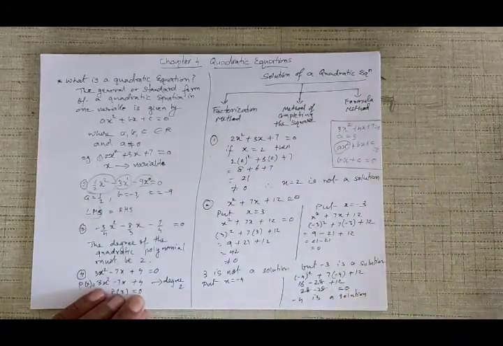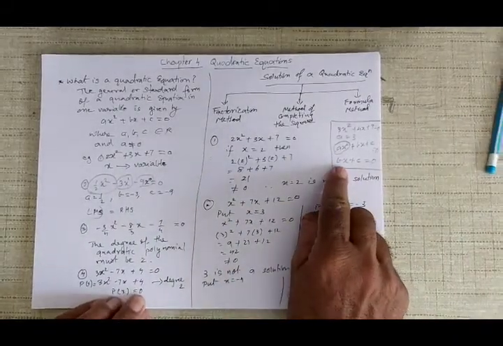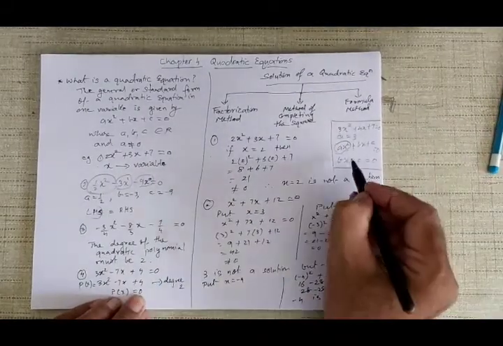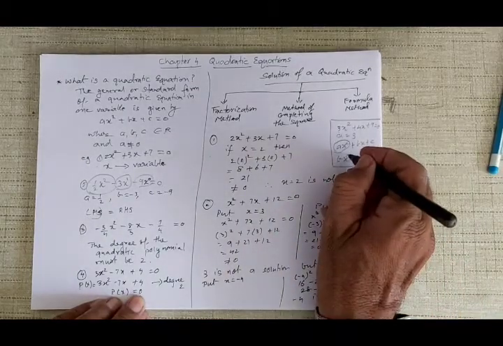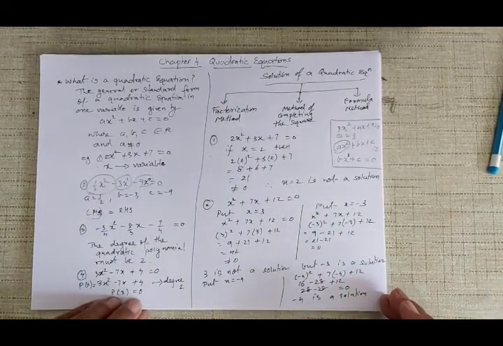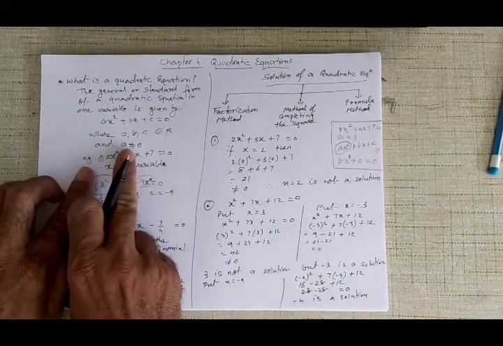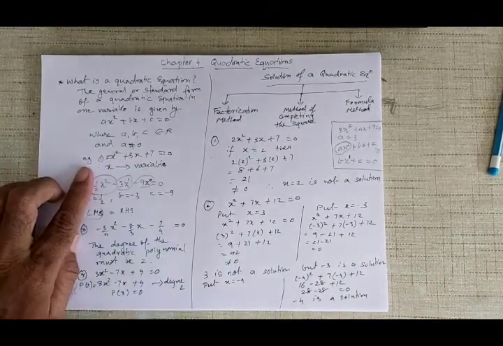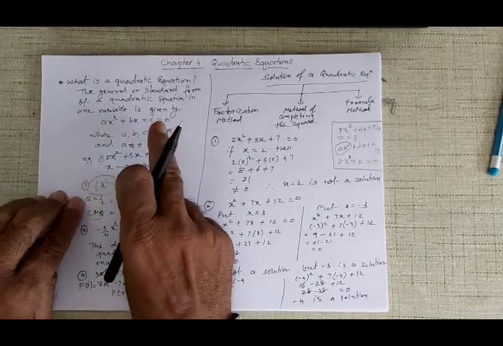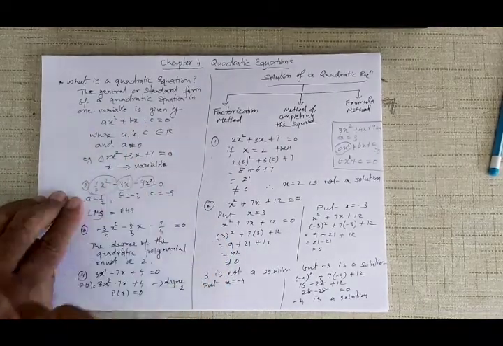But bx plus c is not a quadratic equation. It is a linear equation. X to power 1. The power of x is 1. And therefore, it becomes a linear equation and not a quadratic equation. In other words, for this to be a quadratic equation, a should not be 0. Okay, b can be 0, c can be 0, but a should never be 0.